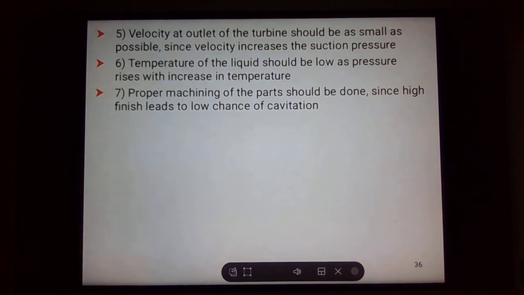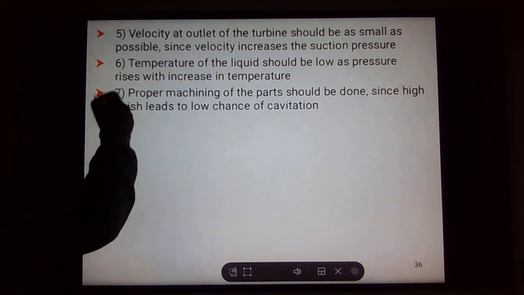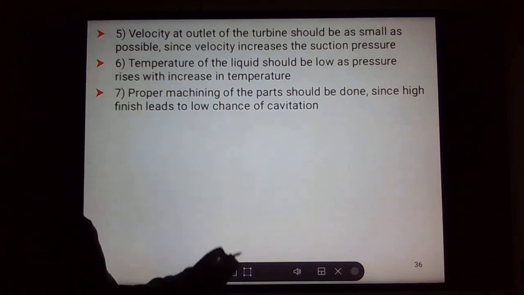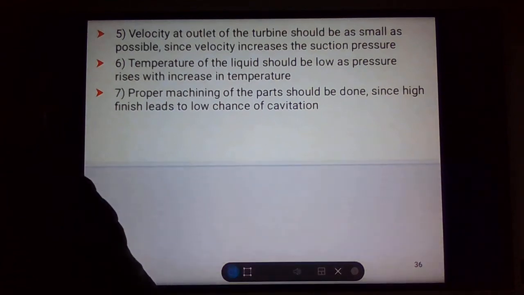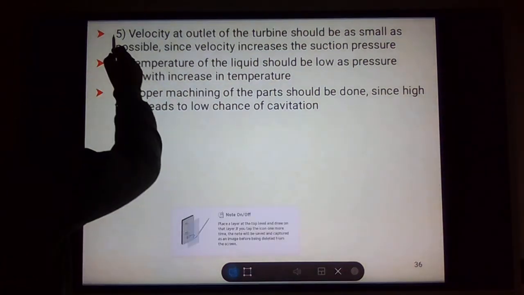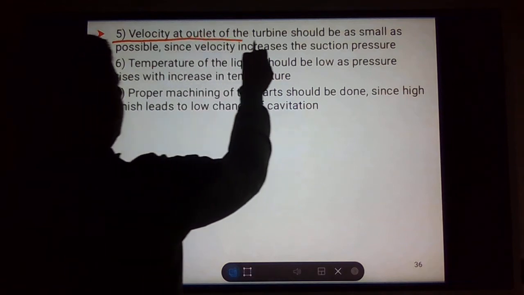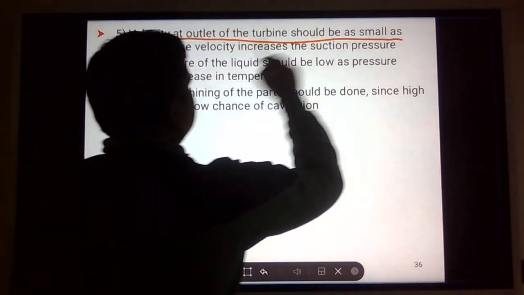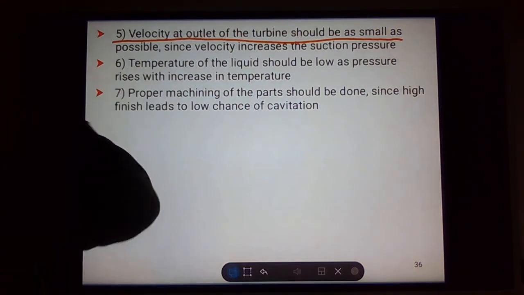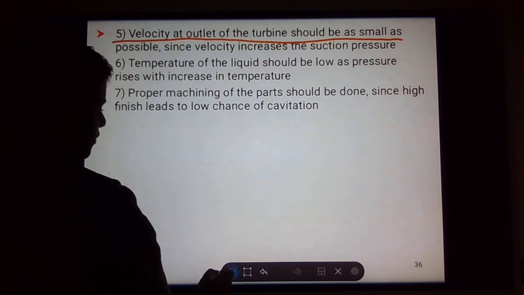Before that, there is one more harmful effect of cavitation we have. Due to cavitation, the velocity at the outlet of the turbine should be as small as possible.